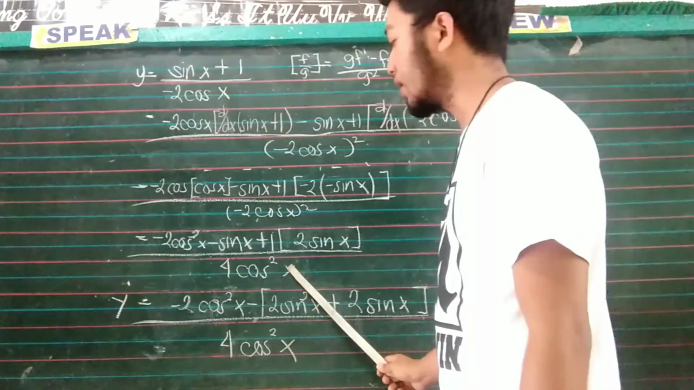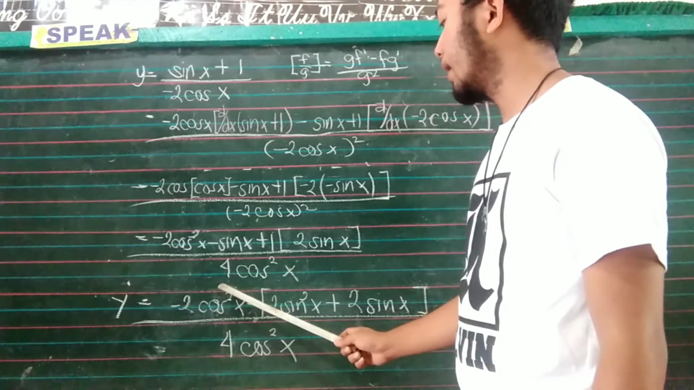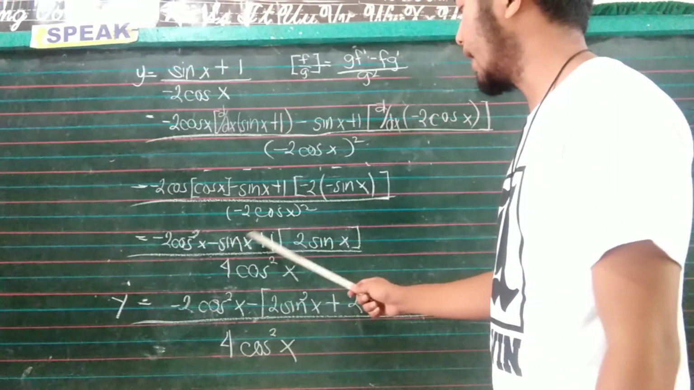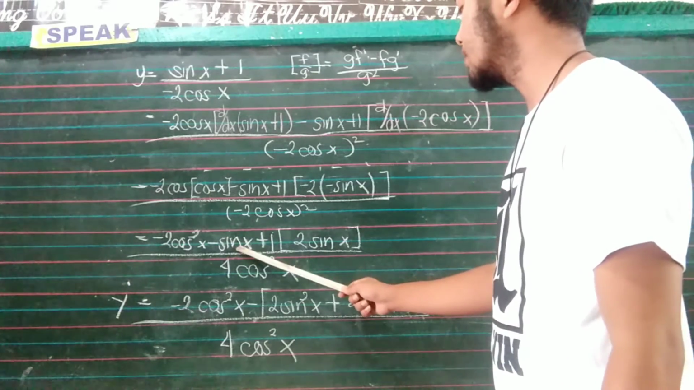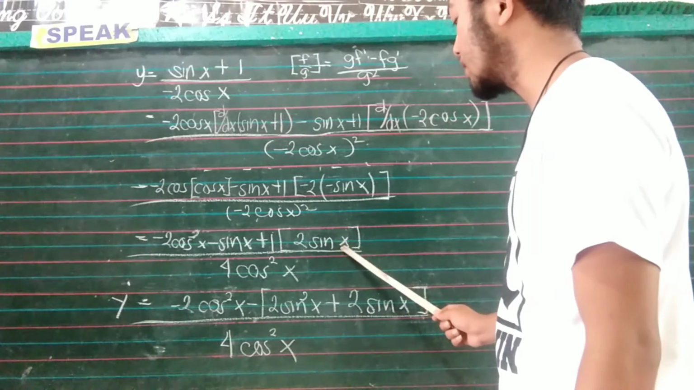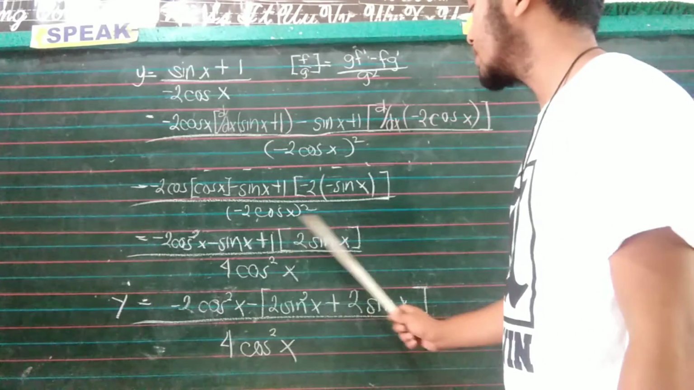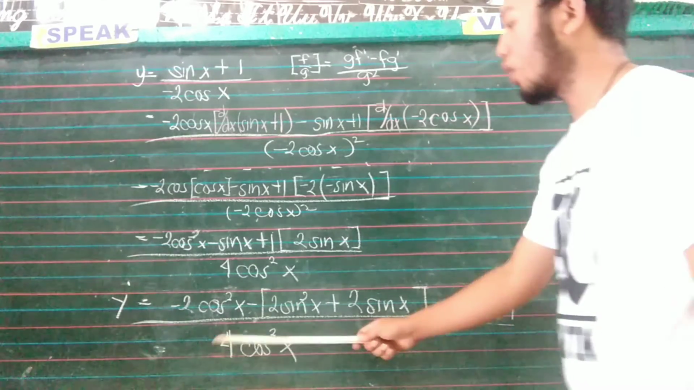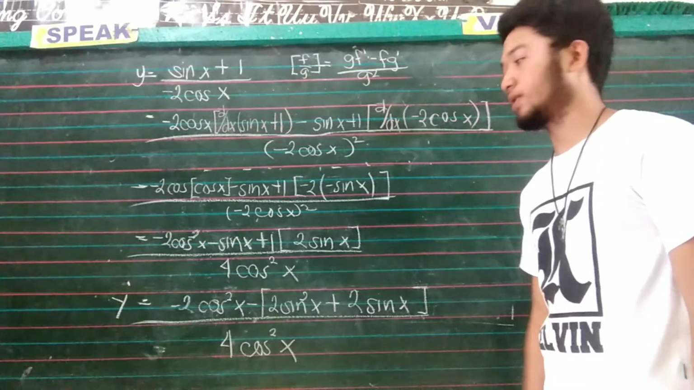To get the final answer, to substitute it further, we have here 2 cosine squared x minus, substitute the sine x and plus 1 to this function. So sine x times 2 sine x will become 2 sine squared x, plus 1 times 2 sine x will become 2 sine x, over 4 cosine squared x. So this is now our final answer for the trigonometric function.